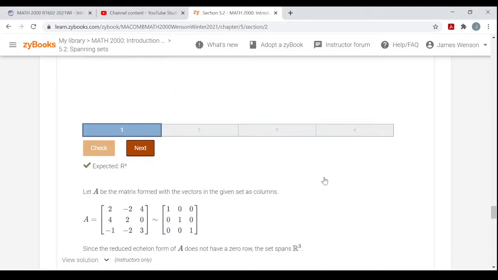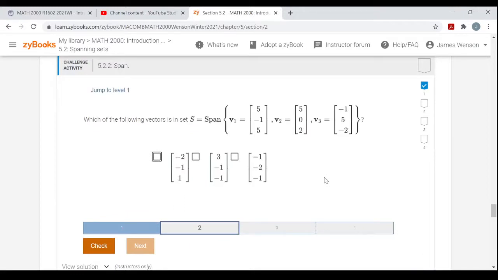Let me take a look at the next level. Now this time, it says which of the following vectors is in set S, is in the span of these 3. There could be more than one, so you have to select which of these 3 vectors is a linear combination of these 3. You're going to set up an augmented matrix with this column first, this column second, this column third, and then you make this column the 4th one, put it in reduced row echelon form, and see if there's a solution.